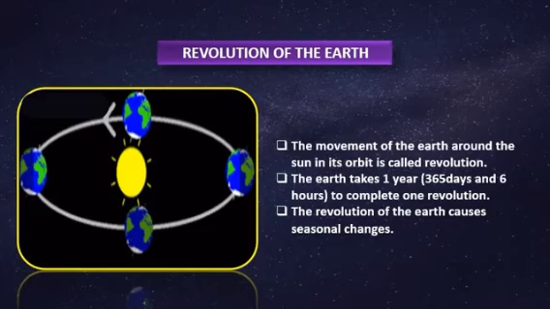Let us recall once again. The movement of the Earth around the Sun in its orbit is called revolution. The Earth takes 1 year or 365 days and 6 hours to complete one revolution. The revolution of the Earth causes seasonal changes.